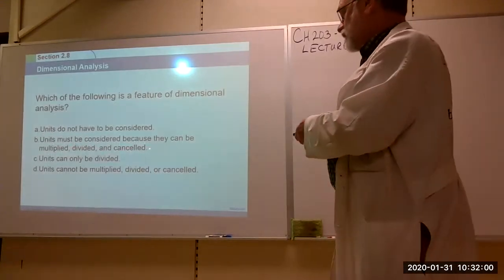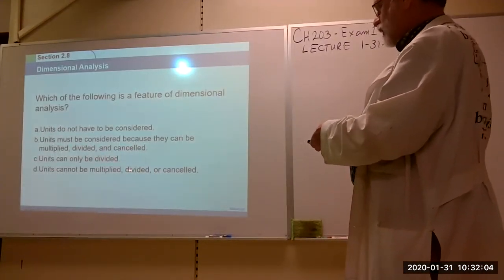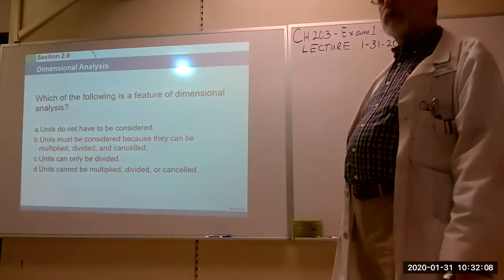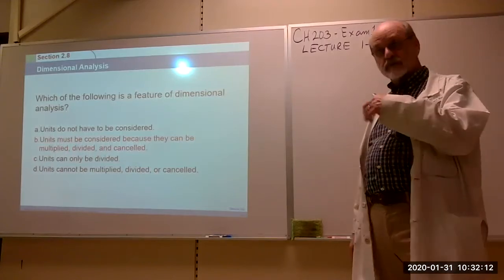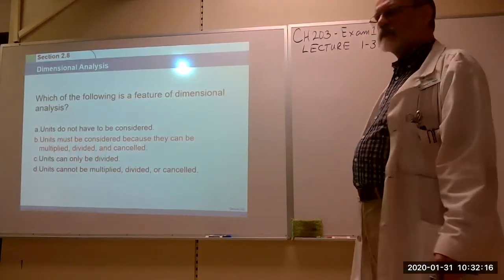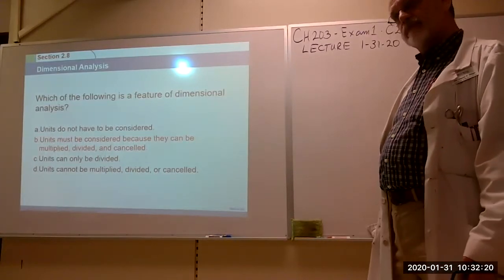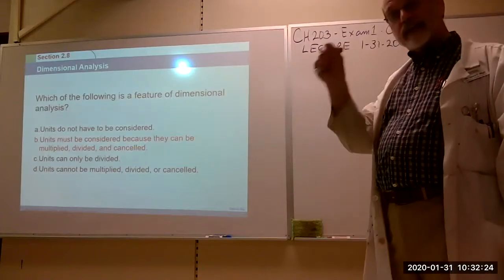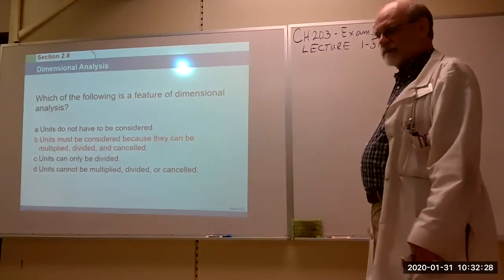So that was true. Units can only be divided, wrong. Units cannot be multiplied, wrong. B is correct. You can multiply and divide or cancel units of measure as well. Just treat them like numbers, except with numbers you actually come out with an answer. But with units, if they're not identical units, you can't cancel them. You have to keep them.